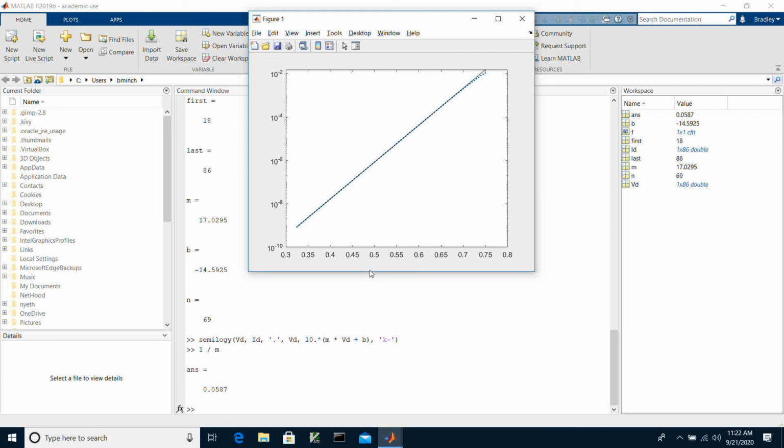Okay, so that's just some information on curve fitting and making curve fits to exponential curves, and making semilog plots.